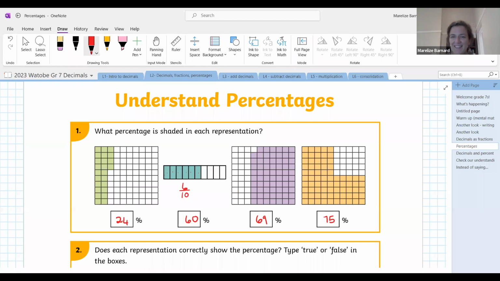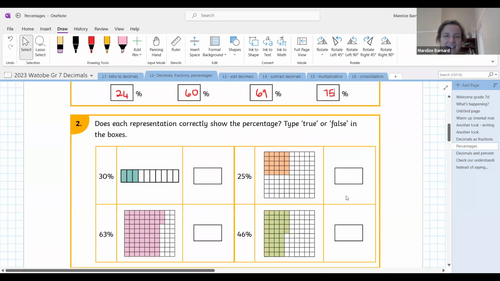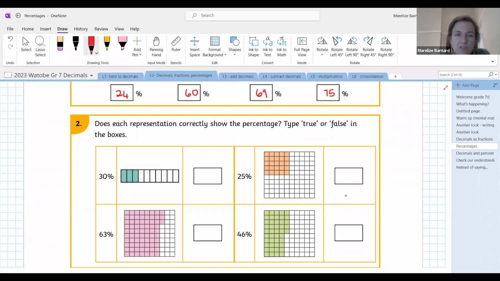75, that's right. Okay. Now let's see, does each representation correctly show the percentage? We can type true or false, or just say if it's true or false in the box here. So 30%, is this diagram correct for the first one? It is true because it is 10 and 3 of the 10 parts are shaded, and if we think of that as a percentage, that is 30%.